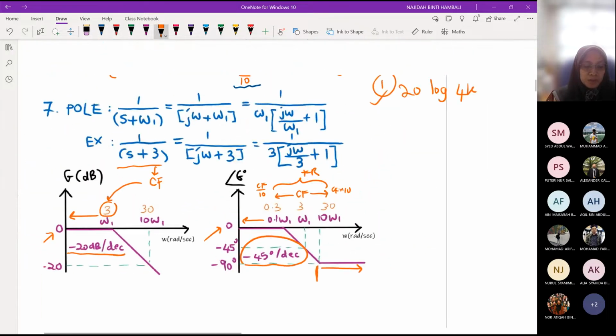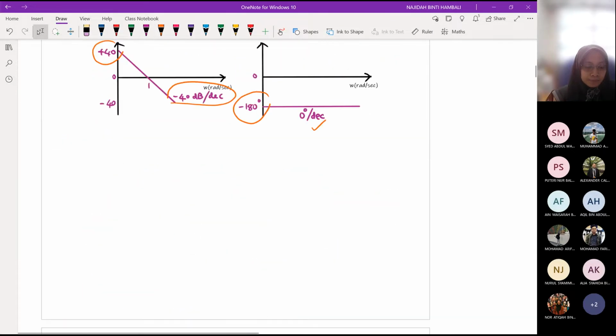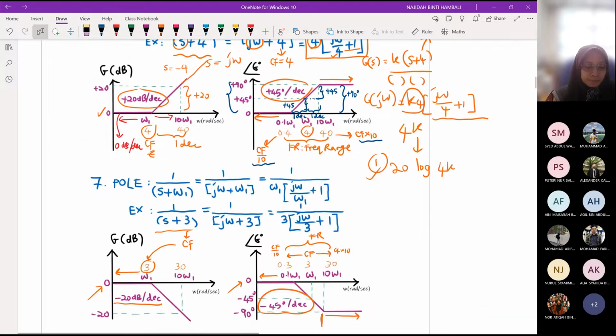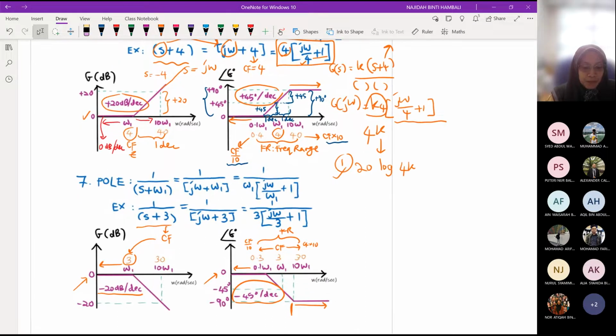Okay, so can you differentiate between theory number 6 and 7? The difference is the slope. For zero, theory number six, the slope is positive for both magnitude and phase. For theory number seven, since it's a pole, the slope is negative for both magnitude and phase. Starting point for theory number six and seven, magnitude and phase, is zero. Any questions?